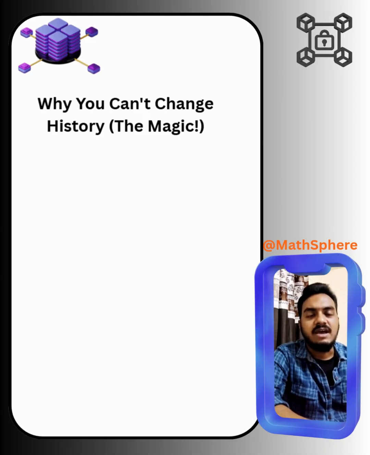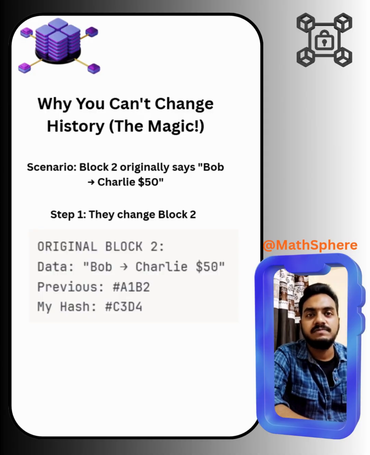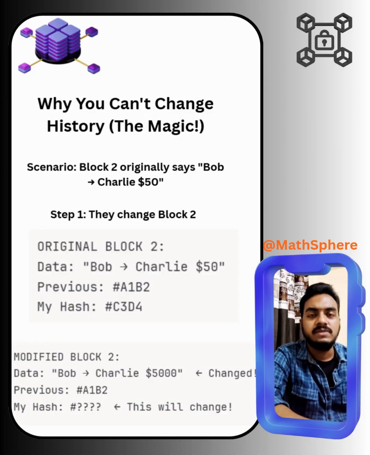Now, let's see what happens if someone tries to cheat. Let's create a scenario with block 2. Originally, we saw that it has a message that Bob sends Charlie $50. Now, if someone wants to change this message to Bob sends Charlie $5,000, so again the message has been changed. So basically, they have changed block 2. Initially, block 2 had these three things: the data that Bob sends Charlie $50, the fingerprint of the previous block, and the fingerprint of this block 2, which is hashtag C3D4.